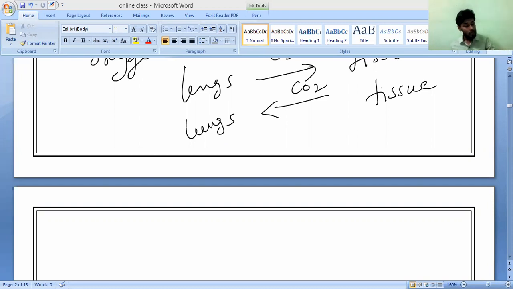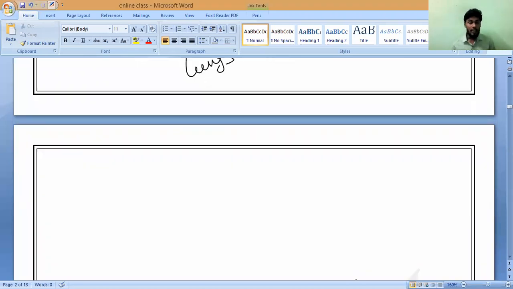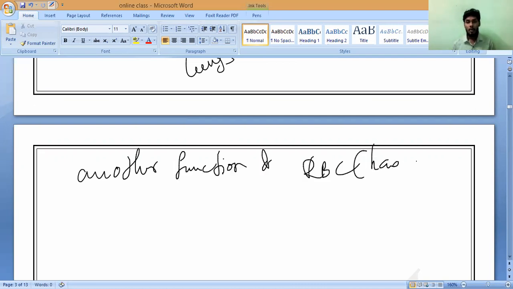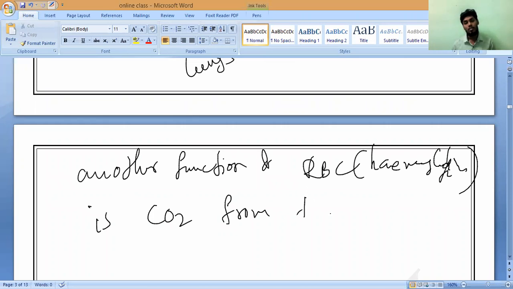Before, when I taught respiration in fish and respiration in plants, carbon dioxide and oxygen, which will dissolve more in liquid? I taught you a very important point. Carbon dioxide dissolves more. So I'm saying that another function of RBC, or I can say hemoglobin, is that it carries carbon dioxide from the tissues to the lungs.